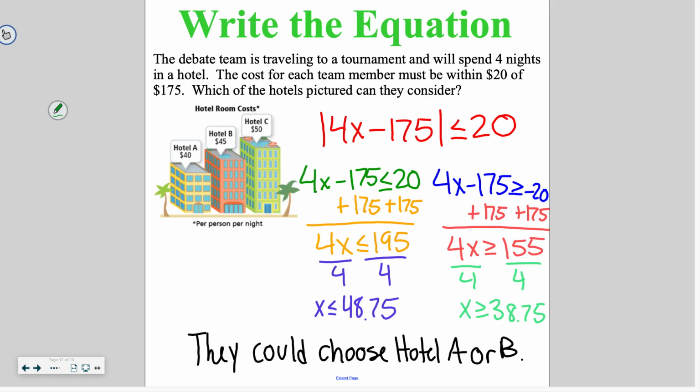Once we solve, we see that our price could be between $48.75 a night and $38.75 a night, which gives us that they could either choose Hotel A or Hotel B.